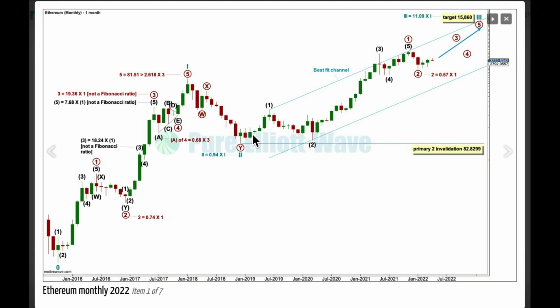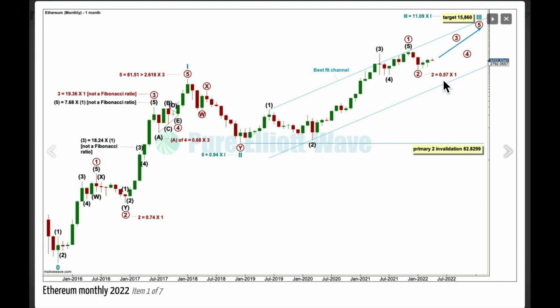Within cycle wave 3, now the difficult part of the analysis comes from this low to this high. This looks really good as a 5-wave impulse. The difficult part and the question to answer today: is this bearish pullback over, which I'm labeling primary wave 2?